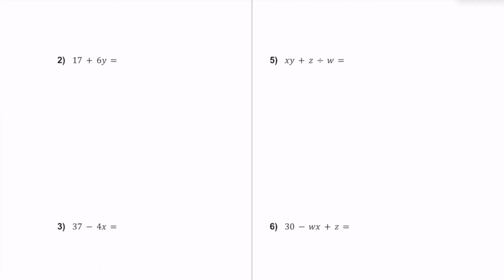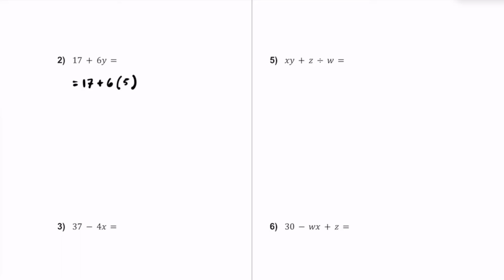All right, let's try another one. For number 2, we have this expression of 17 plus 6y. Now keep in mind that 6y really just means 6 multiplied by y. So let's substitute in. We have 17 plus, and then 6 is going to be multiplying by y. Now y we know is going to be 5, so I'm going to use parentheses to show this, but it's going to be 6 multiplied by 5, right? You can use a dot to show multiplication as well if you would like to.